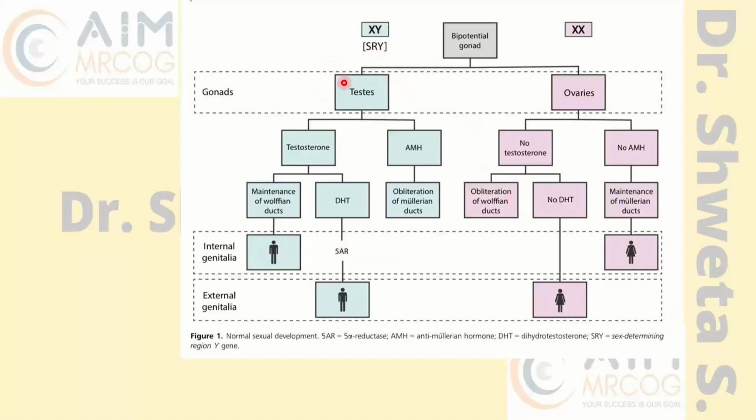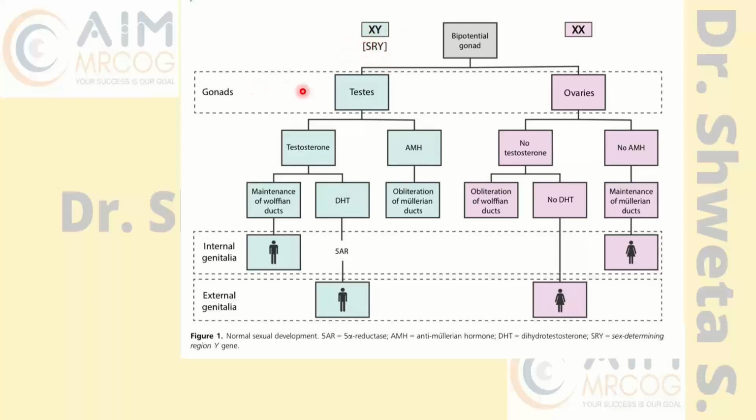Now, if you see, this is from the recent talk, that 2020 talk I told you about. If you see XY or XX, genetics are decided of the baby from the beginning. Now, till 6 weeks, the gonads will be undifferentiated. It could turn into male or female. After that, there will be sex-determining region Y gene. The SRY gene is the most important thing.